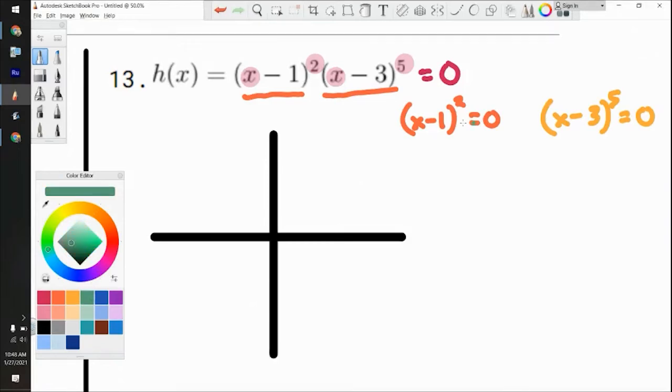Do not try to expand these out. You should just be able to see x minus 1. I could just plug in 1 and it's 0. So I'm going to plug a 1 in there. Now it is squared, so make sure you do multiplicity 2.